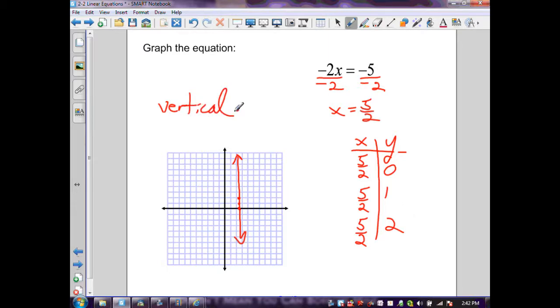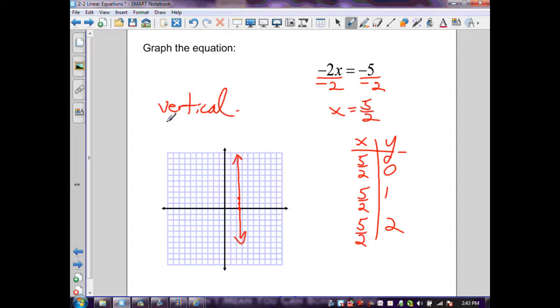And that should make sense since the only term that I have here is an x value. Therefore, the only time I have just x values is when the line crosses only the x-axis. The only way to cross just the x-axis is if I don't have a y value. This line will never intersect the y-axis. Therefore, I only have an x value. So if I have an x, I get a vertical line.